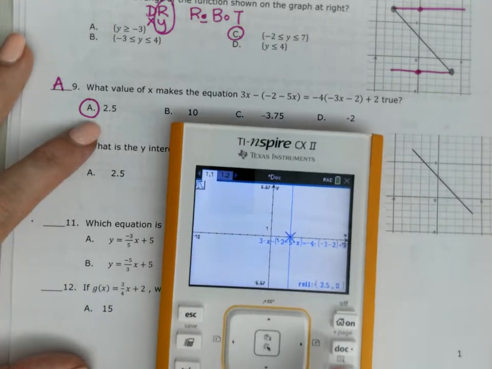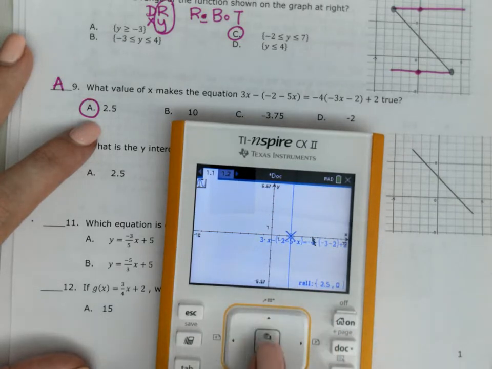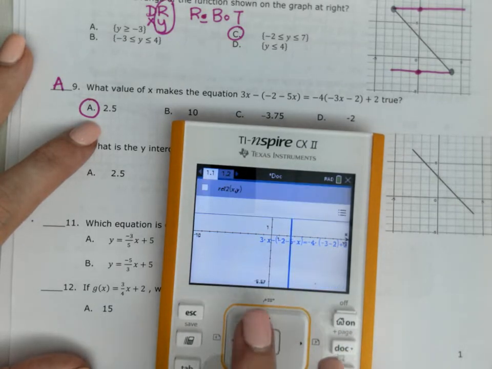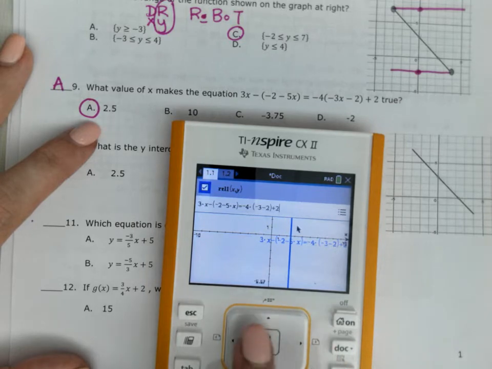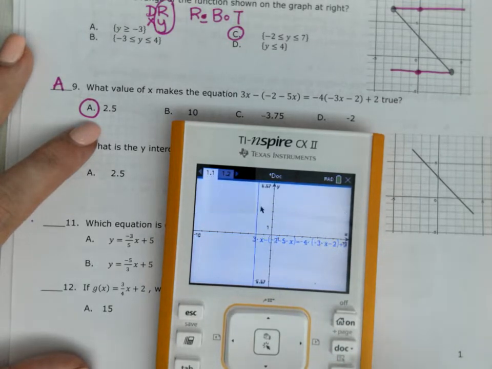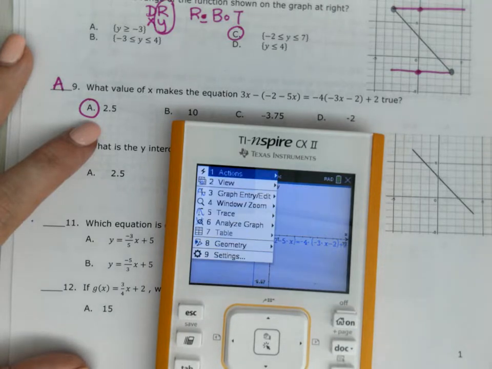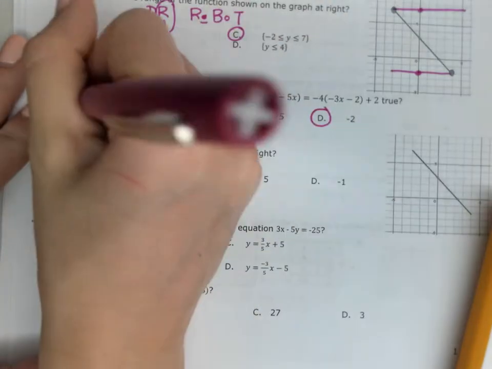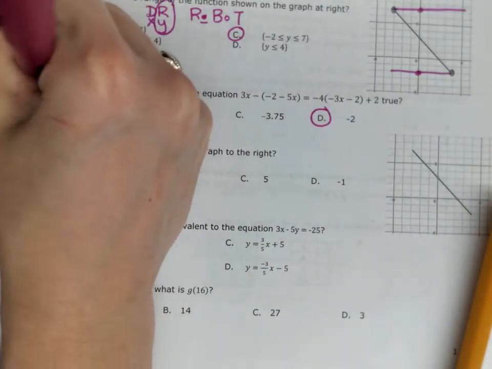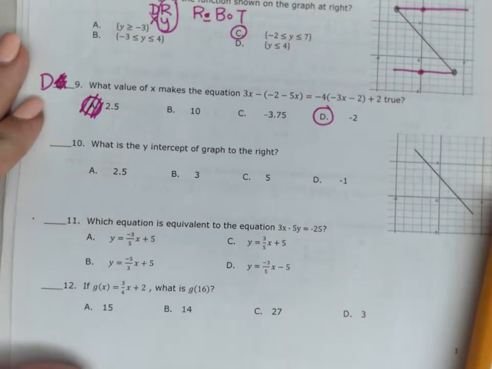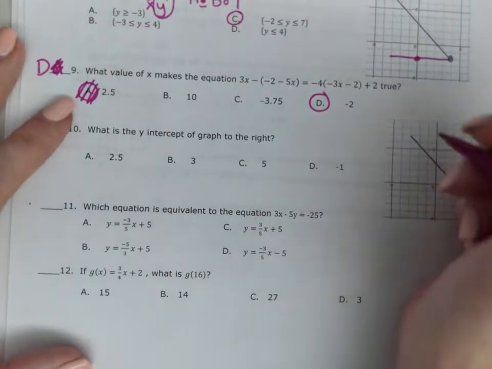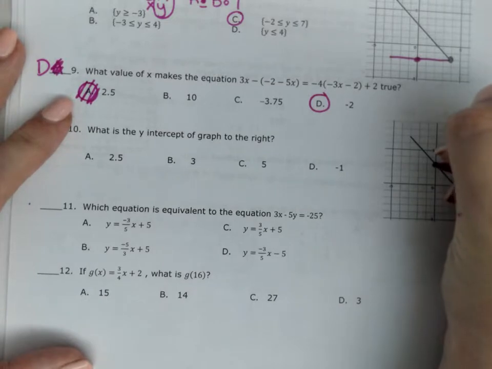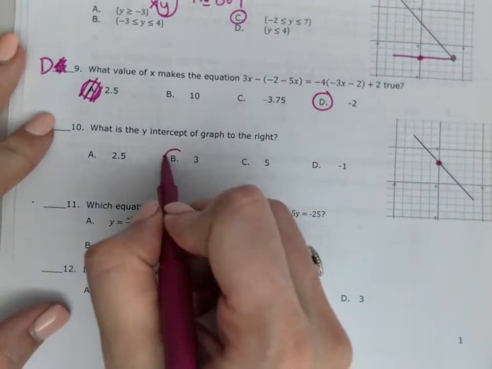So because I got two different answers, I went back to my graph and I noticed right here, I forgot to type in this x. So enter, menu, 5.1, and it is at negative 2. So good thing I checked both methods. Right? What is the y-intercept? So you're looking to see where it crosses the y-axis, which is right here at 3.